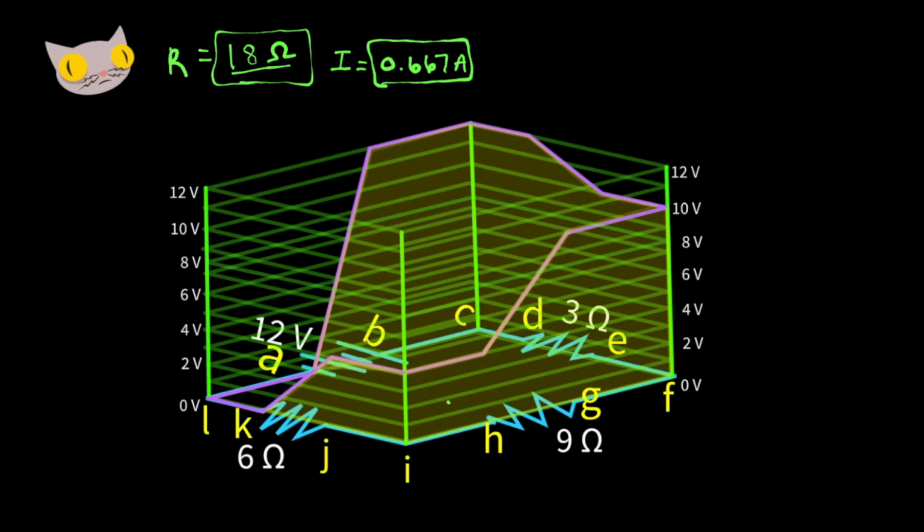Here's sort of a 3D representation of what's going on in the circuit. You see we start here at point A. We jump up 12 volts across the battery. And then as we move along and we go across resistors, the voltage drops off, back down to 0. I hope this is a clear representation of what's going on. This took a while to make.